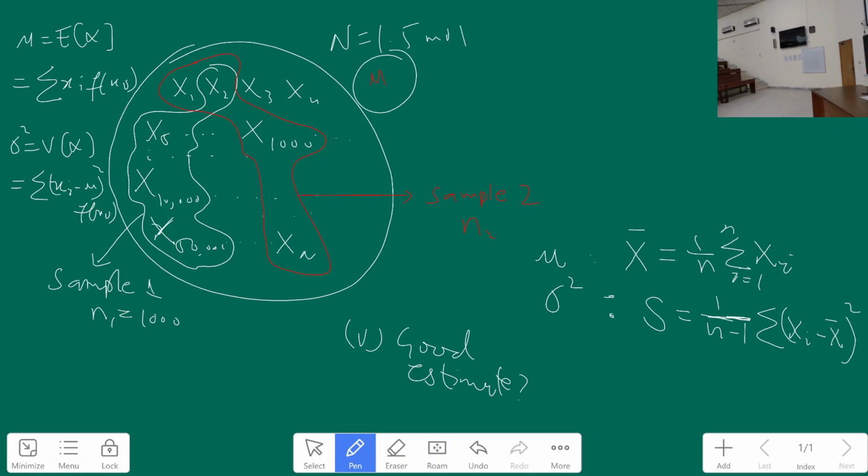For example, somebody might say, okay, I don't want to divide by n minus 1, I want to divide by n. Is that better than this? How do we know? So we have to define some measures, some indices. What is a good estimator? Yeah, we will see that later. But today, we just try to start the thing.